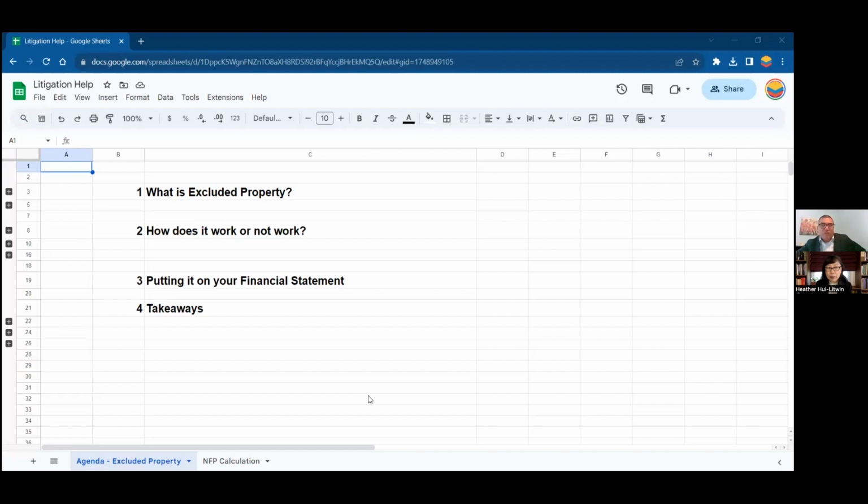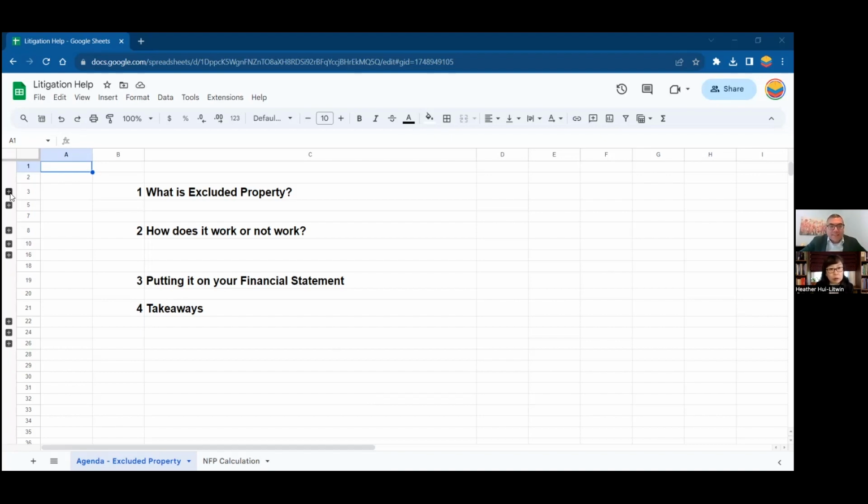All right, and so the agenda for today is: number one, what is excluded property? Two, how does it work and how does it not work? That's important. There's a reason why there's a space between 2 and 3, but 3 is how do we put it into your financial statement? Very important. And then lastly, what are the takeaways? Okay, so let's just get right into it.